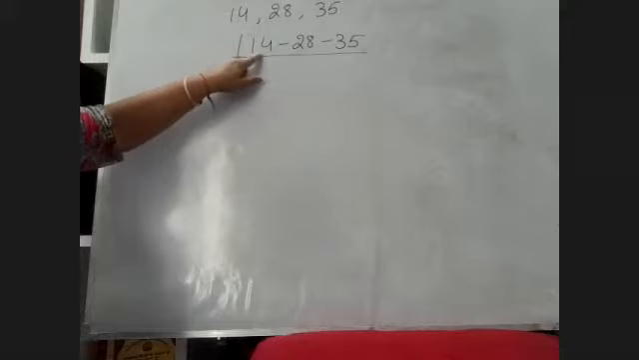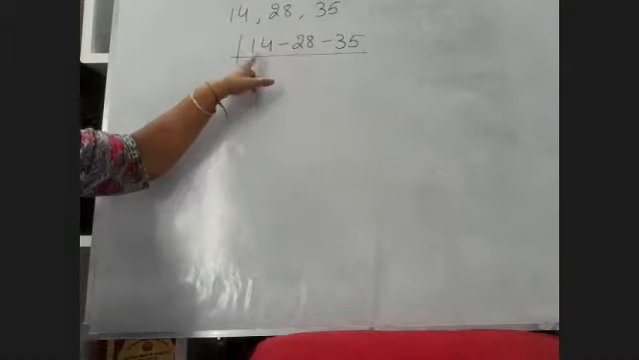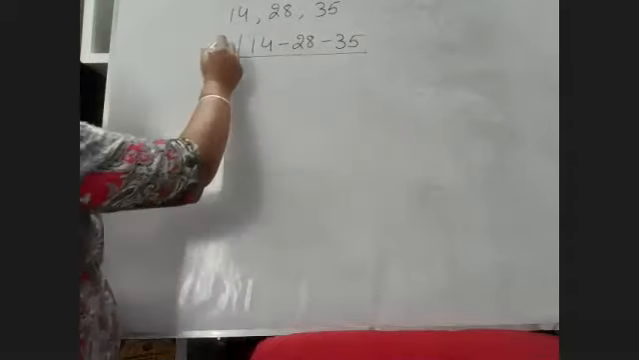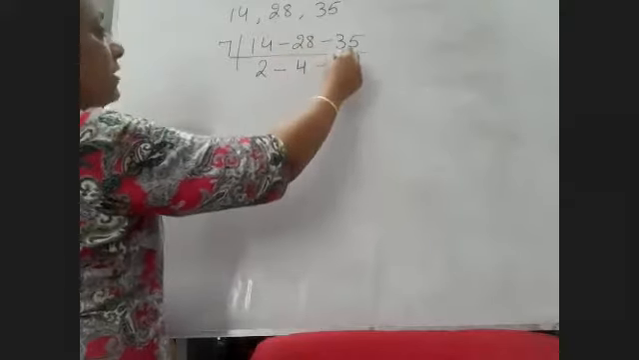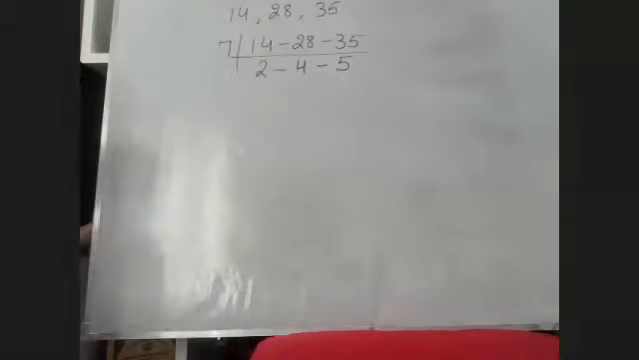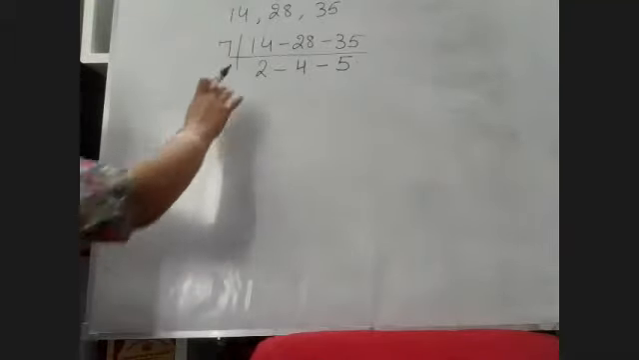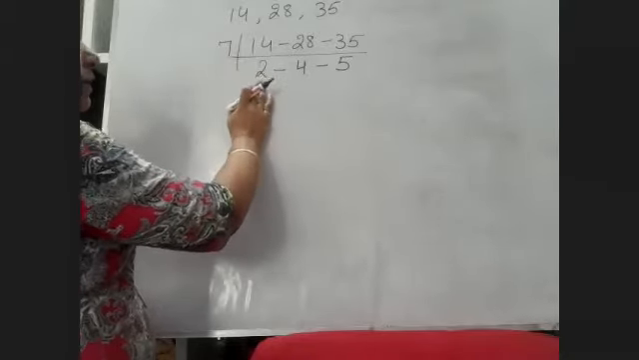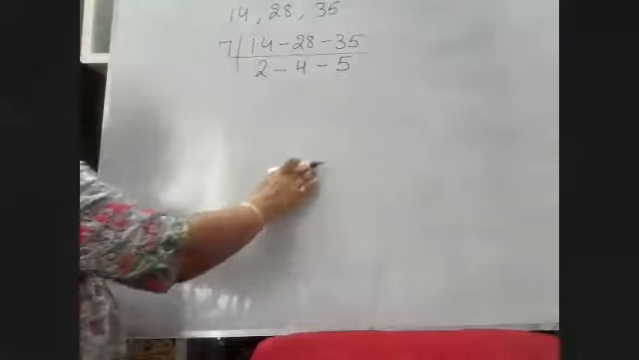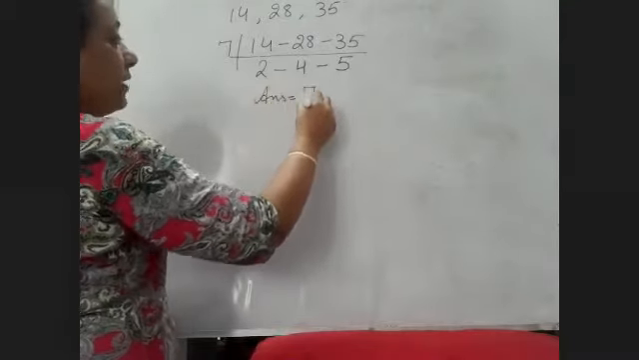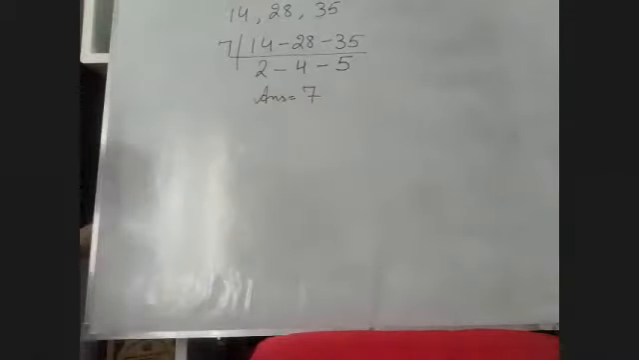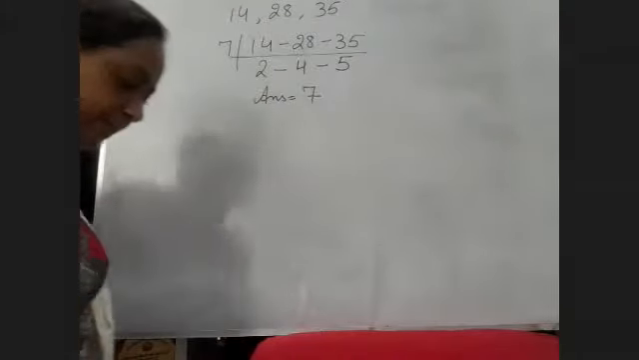7 twos are 14, 7 fours are 28, and 7 fives are 35. So we divide these three numbers by 7. We get 2, 4, and 5. These are not multiples of any one number. So here our HCF is 7.